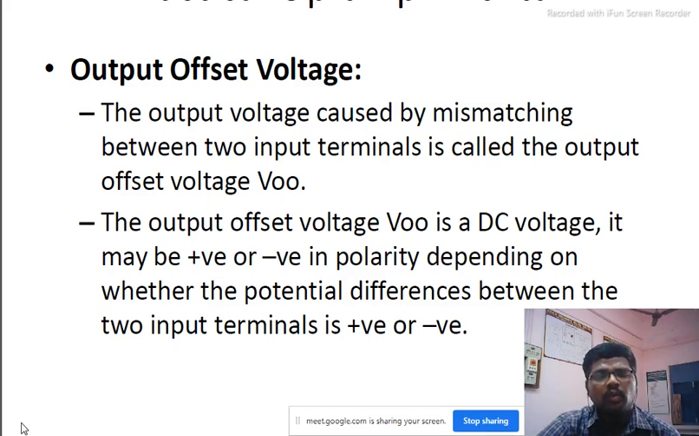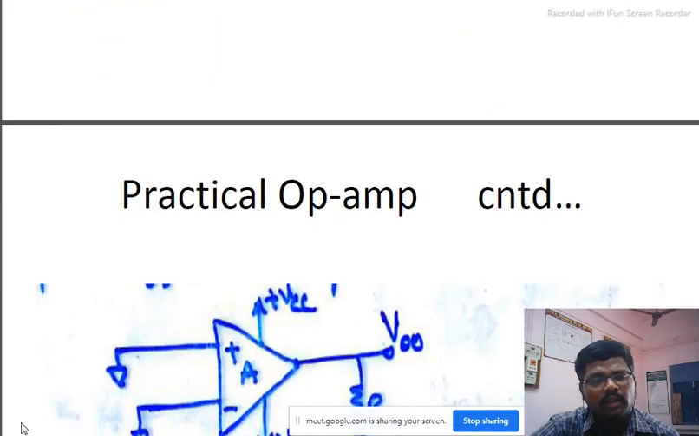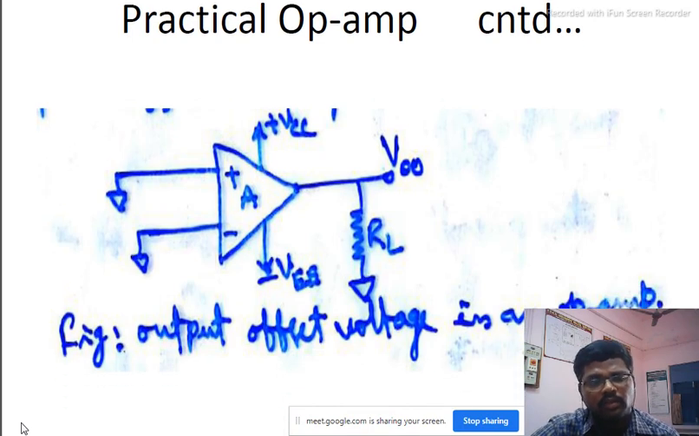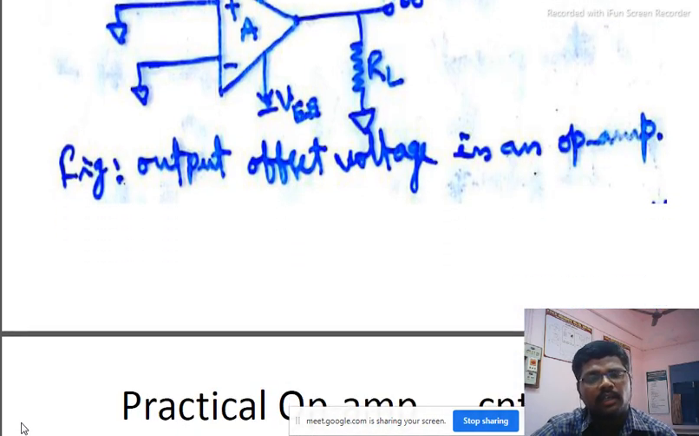Next, the output offset voltage is a DC voltage. It may be positive or negative in polarity, depending on whether the potential difference between the two input terminals is positive or negative. Okay, that can be treated as the second thing. Therefore, this is called the output offset voltage, and it is in a mismatching condition.